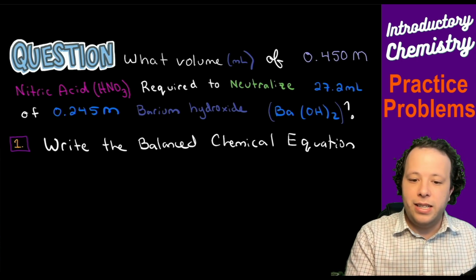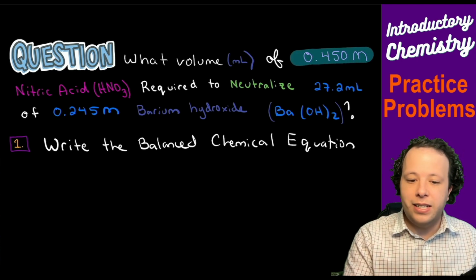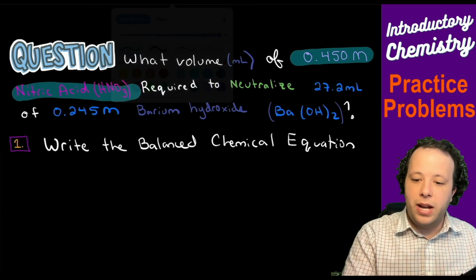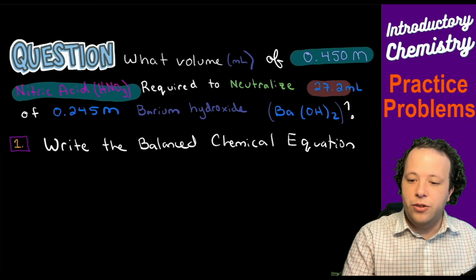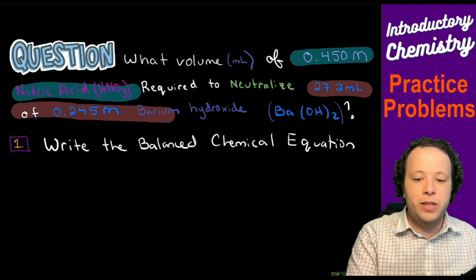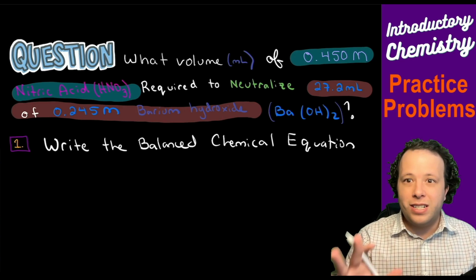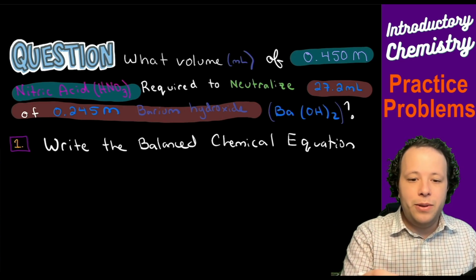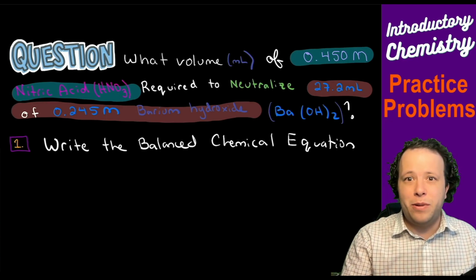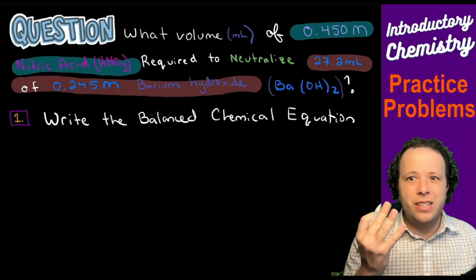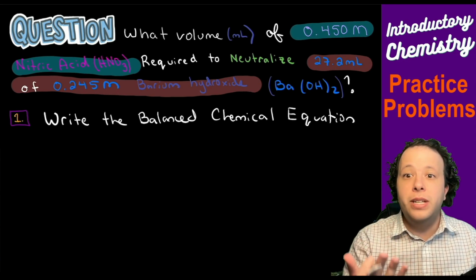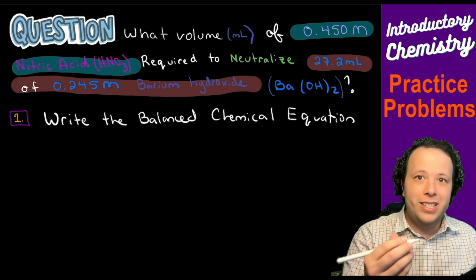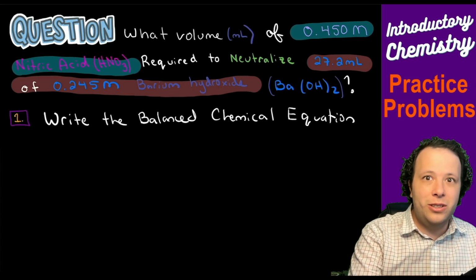So let's highlight all the key things here. We have a concentration, and that's for nitric acid. We also have that it has to neutralize 27.2 milliliters of barium hydroxide. So these are our key things. So let's go through the steps. The first thing that we always have to do for any of these types of problems, when we're given names, is write out the chemical reaction. We need to know how many moles there are going to be in this problem. So this is one of the things we are always looking for.